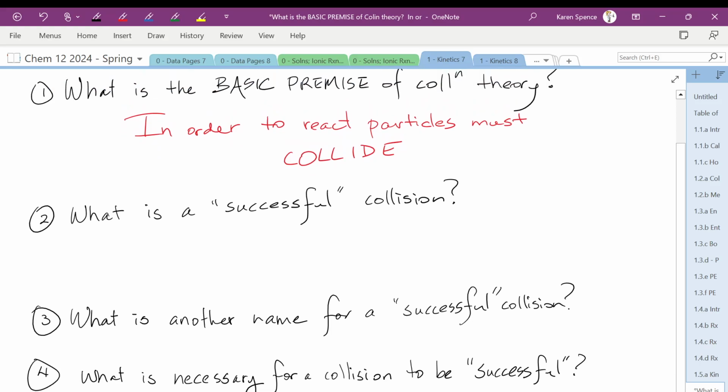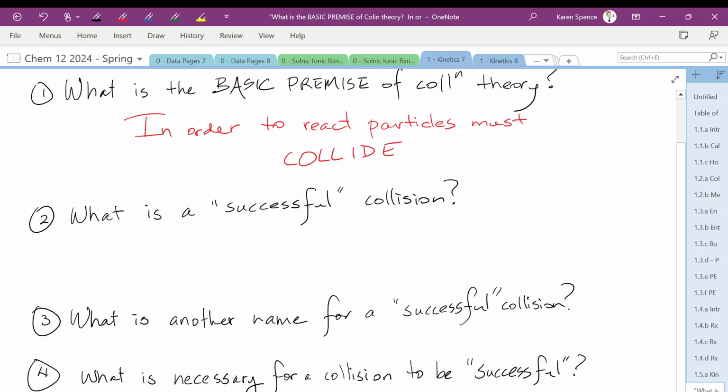And then what is a successful collision? Would you have a different number of ions, and you'd have to write a different number? Yes, that's one of the things necessary. That's going to be one of the answers to number 4, which is what is necessary for a collision to be successful.